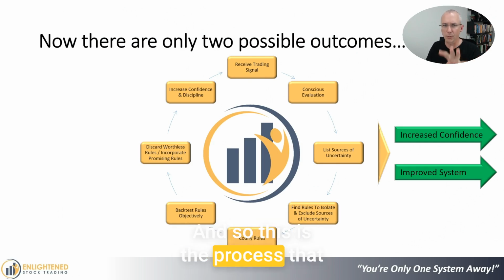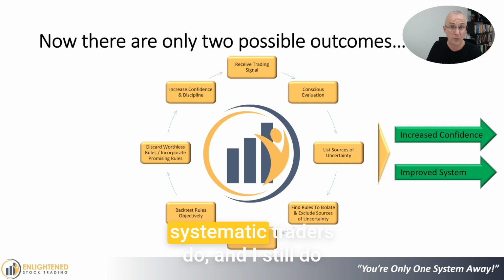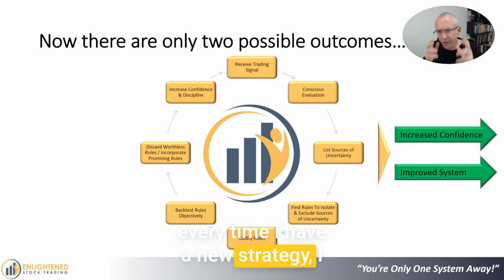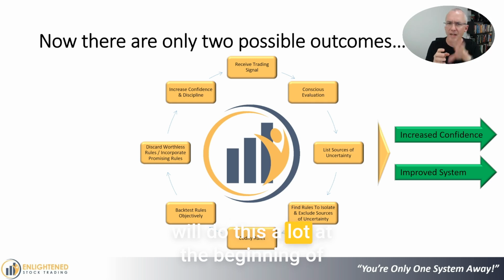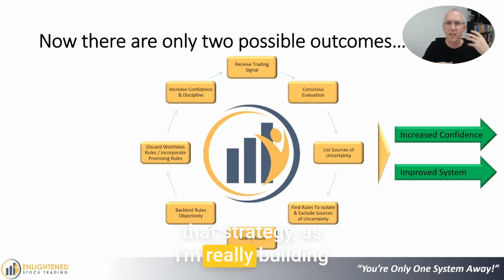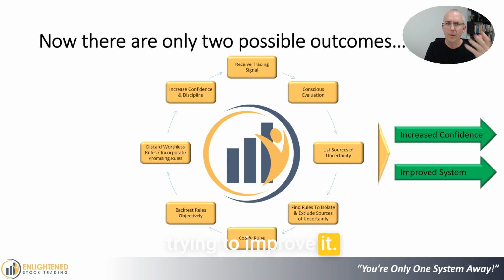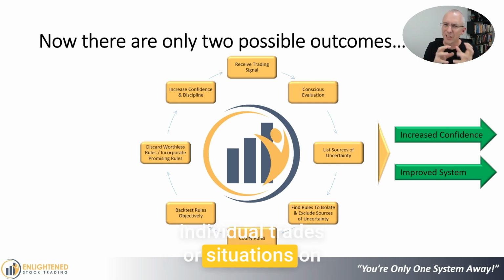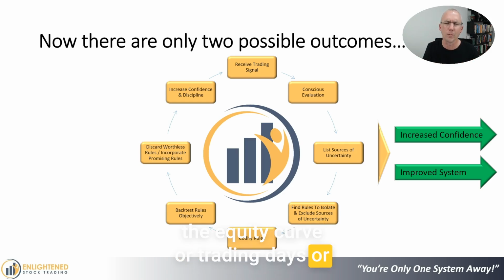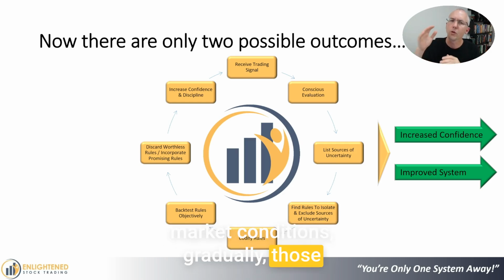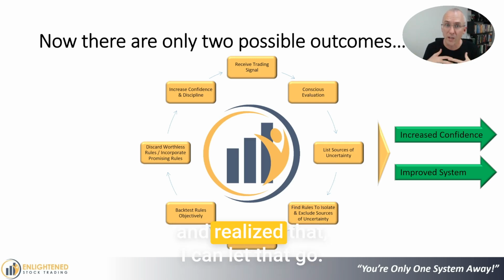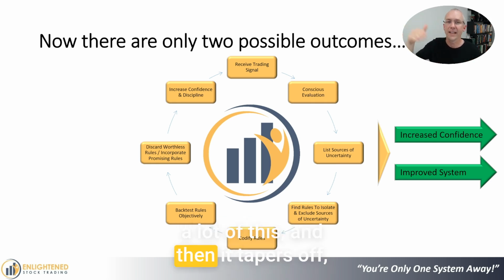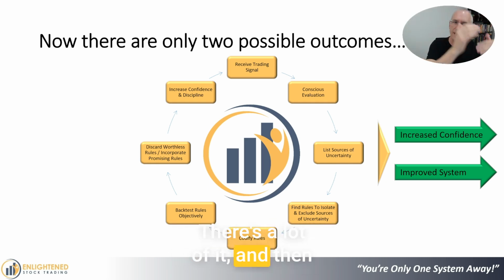And so this is the process that I would suggest that all of us as systematic traders do. And I still do this less and less over time, but every time I have a new strategy, I will do this a lot at the beginning of that strategy as I'm really building the confidence and the insight and trying to improve it. But gradually, the amount of emotional reactions I have to individual trades or situations on the equity curve or trading days or market conditions, gradually those reduce because I've tested them all and realized that I can let that go. I don't need to worry about that. At the very beginning, there's a lot of this, and then it tapers off. And then I develop a new system, and there's a lot of it, and then it tapers off.